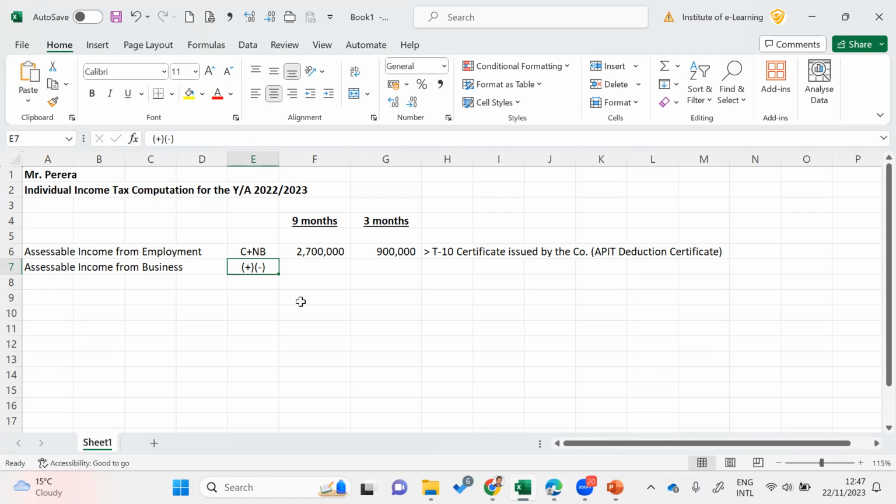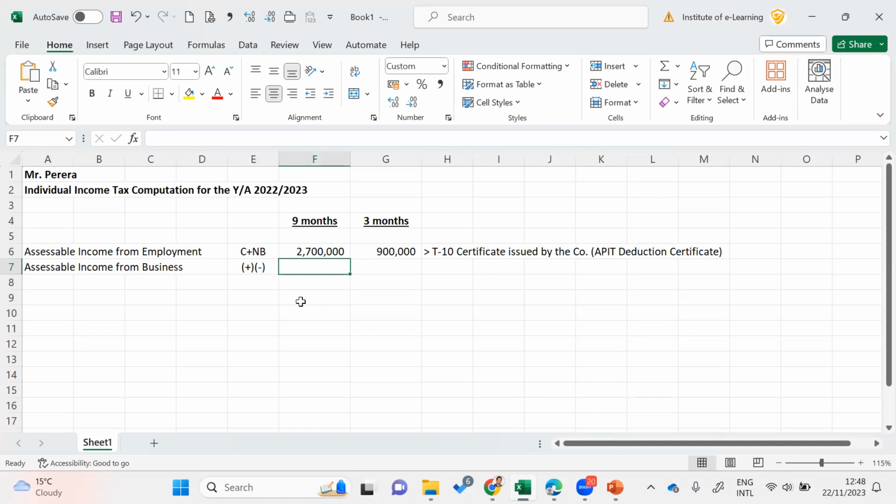We have to do certain adjustments: allowable expenses, disallowable expenses, add back. For example, depreciation we have to add back. Capital loans we can claim. Entertainment we have to disallow. Donation we have to disallow, because those things are not included in the production of income.